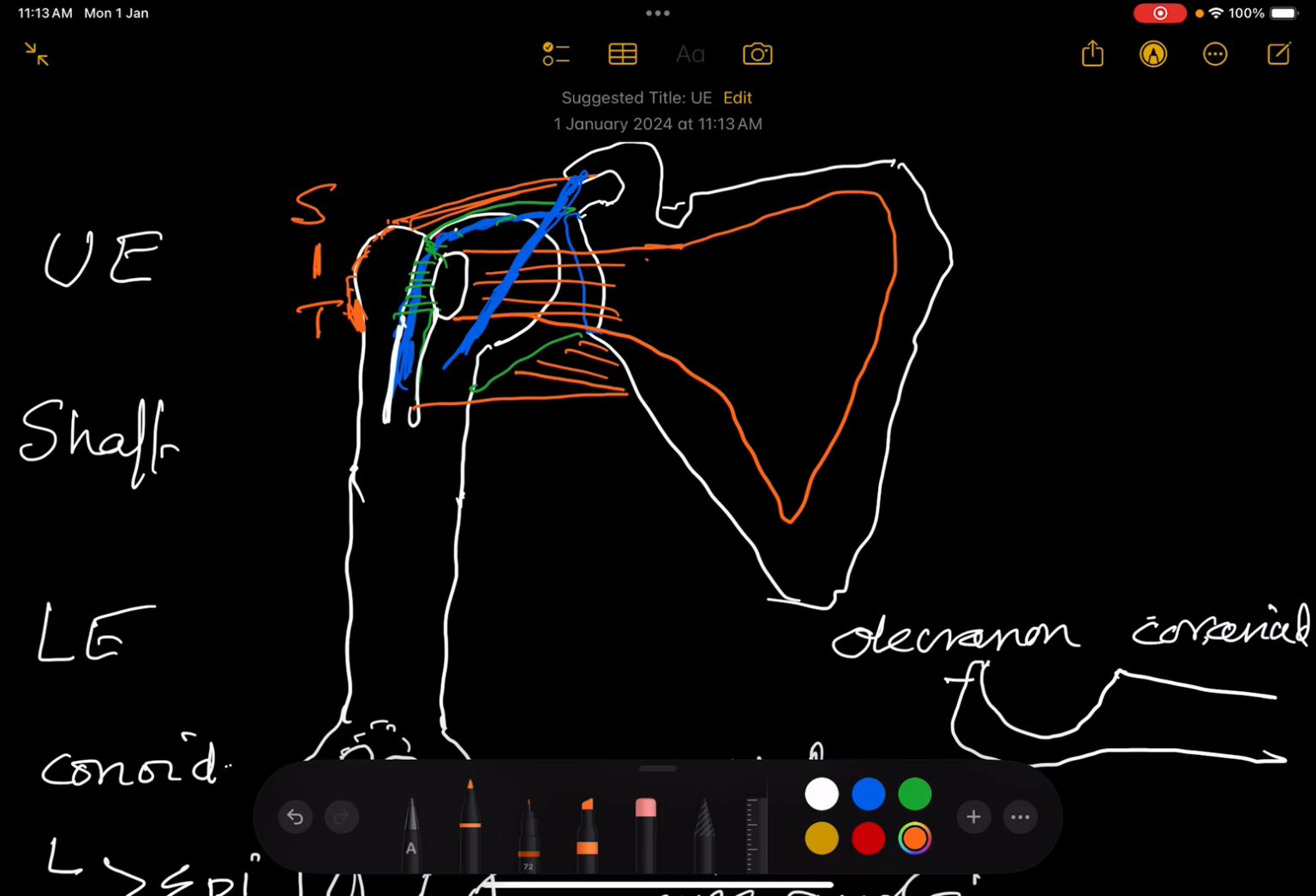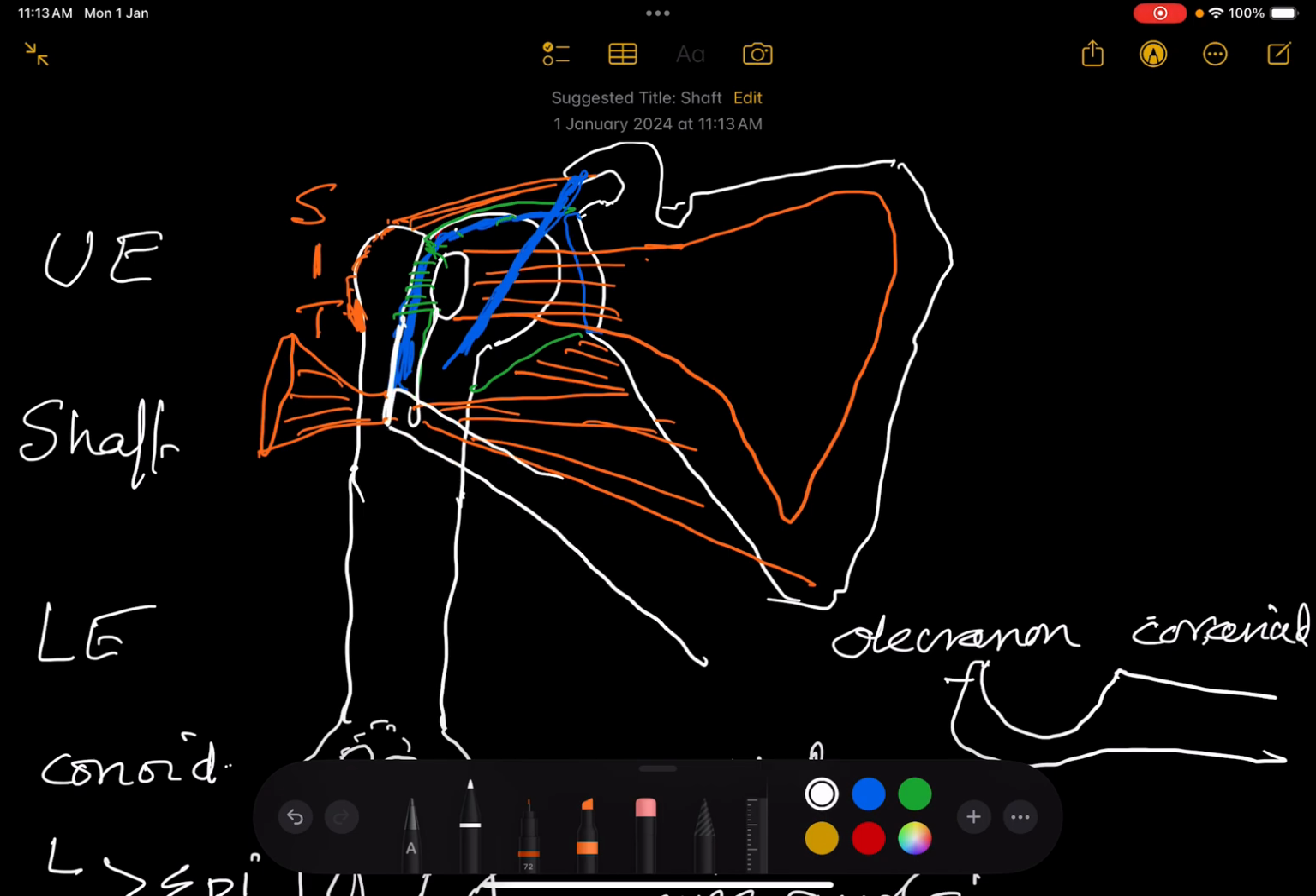So here is one major, the teres major, and here is the other major, the pectoralis major, and the latissimus dorsi is coming around the lower border of the teres major, getting inserted into the base. So here you will have the lady between the two majors, teres major and pectoralis major.